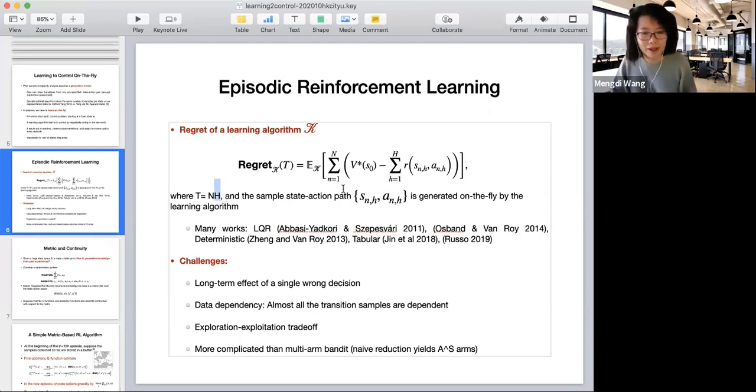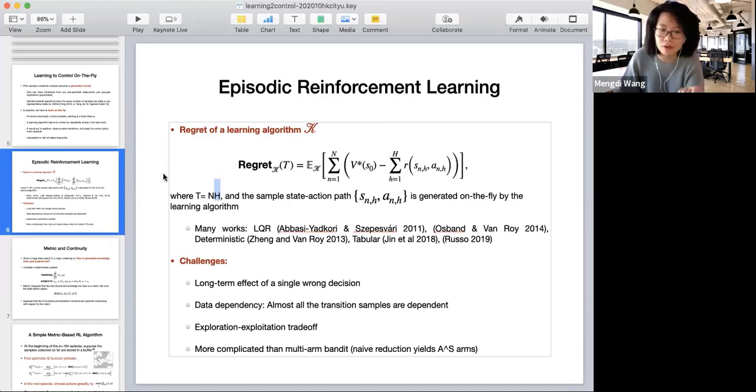We calculate regret by comparing the optimal value that the optimal policy would earn with the actual sum of rewards earned by our algorithm. At each episode, the algorithm does a bunch of things and collects a reward. We calculate the sum of rewards generated by the algorithm, compare it with the optimal expected rewards, and take the sum of this difference. That is the regret of an algorithm. This can be viewed as a generalization of regret in bandit learning to reinforcement learning. The problem is more challenging than bandits because we have a lot of dependence and we have to care more about the exploration-exploitation trade-off.